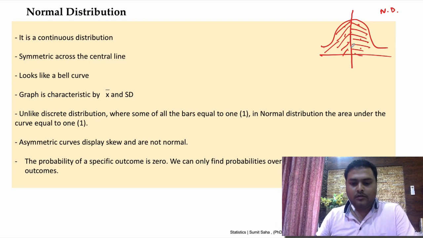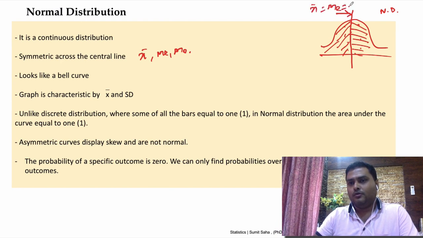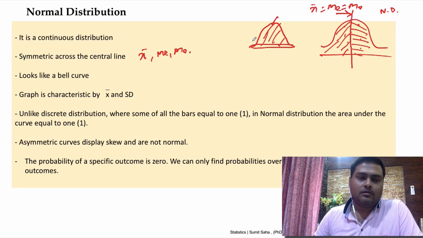And when I am talking about the central line, it may be mean, median, mode, you know that, okay? And for normal distribution, mean equals median equals mode. Clear? Now it looks like a bell curve. If you see like this, we have seen a lot of bells in temples and all. So this looks like a bell shape, nothing else, okay? This is nothing but a property of a normal distribution.